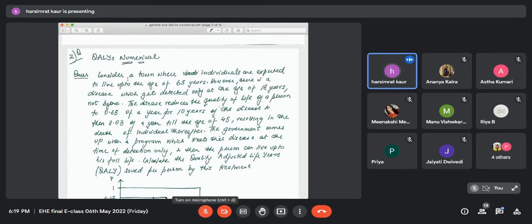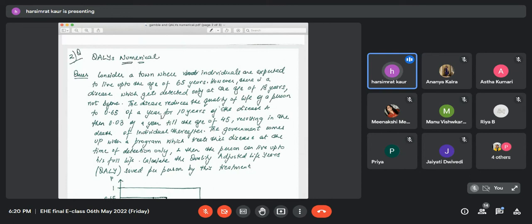So guys, this Kelly's question was that in a town an individual is expected to live up till the age of 65 years. However, there is a disease which gets detected only at the age of 18 years and not before. The disease reduces the quality of life of a person to 0.65 of a year for 10 years.